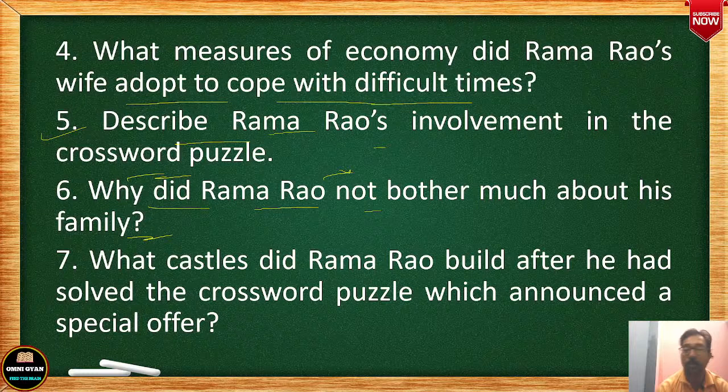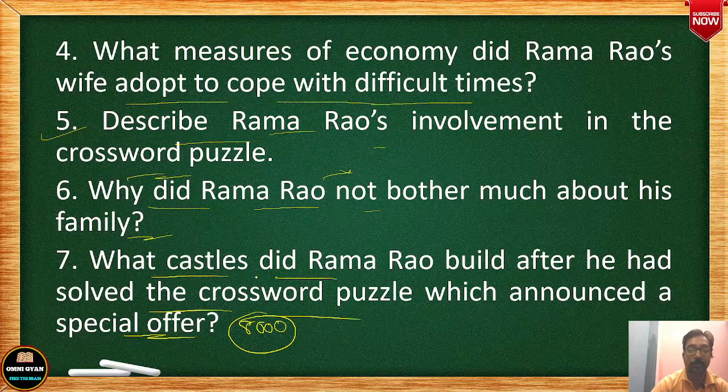Okay. What castles did Rama Rao build after he had solved the crossword puzzle, which announced a special offer? So it was a special offer of 8,000 rupees. And Rama Rao started building castles in the air, that if I win 8,000 rupees, I mean, he started dreaming. Castles in the air means he started dreaming that if I win the 8,000 rupees, then I will go to Madras and I will do business. Rest of the money I will keep with my wife to run the family. Okay, all these dreams he started having, that means building castles in the air, okay.